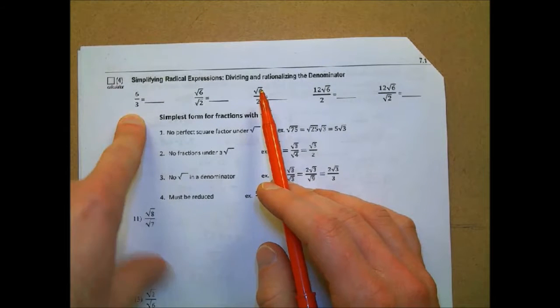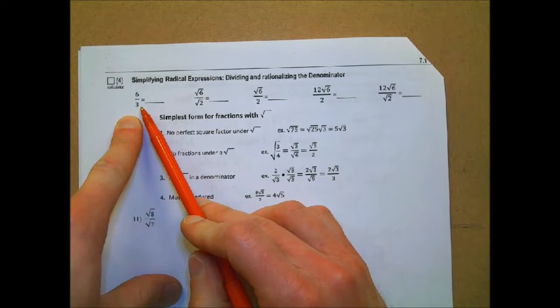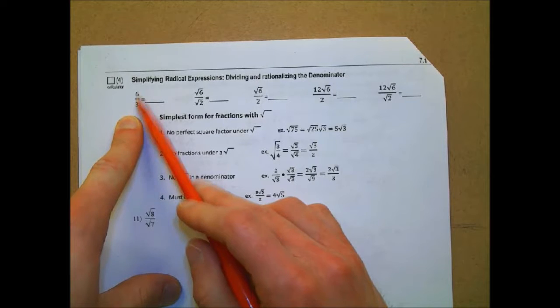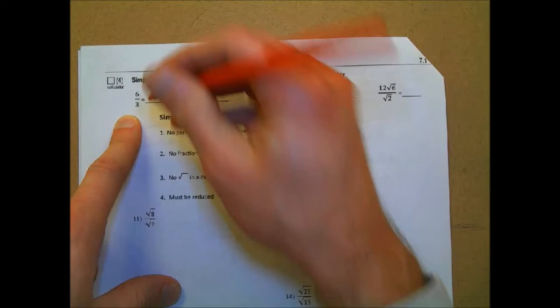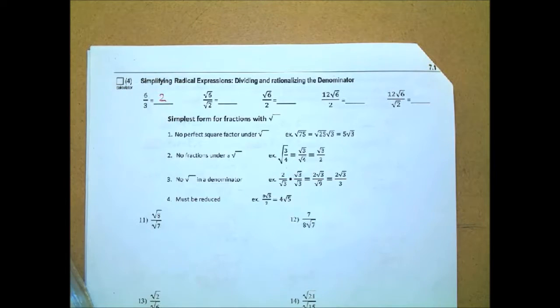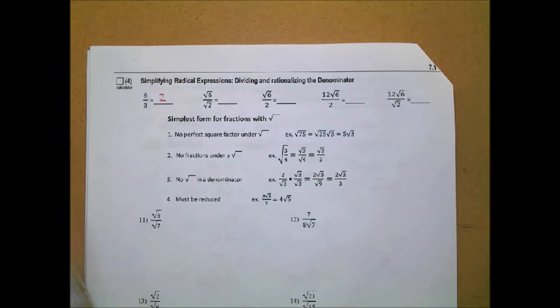So 6 divided by 3, right? When you have 6 over 3 like that, that's a fraction. It means division, if you want to simplify it. And so what is 6 divided by 3? 2. Okay? Now, we have square root of 6 divided by the square root of 2.